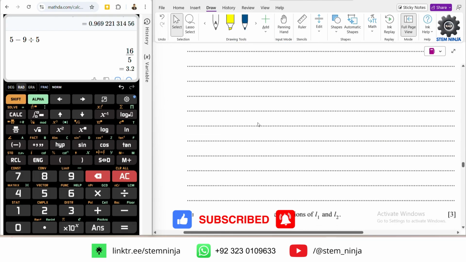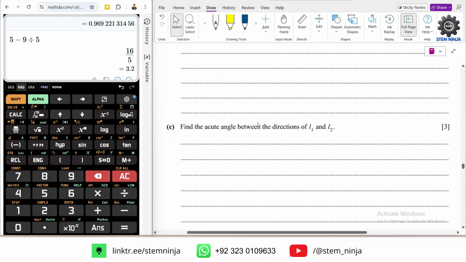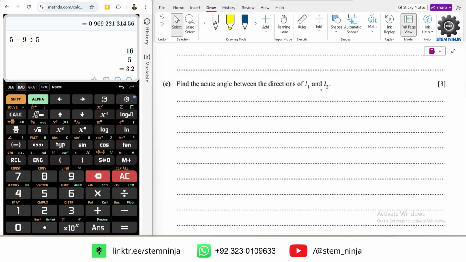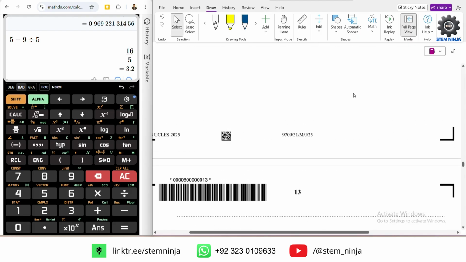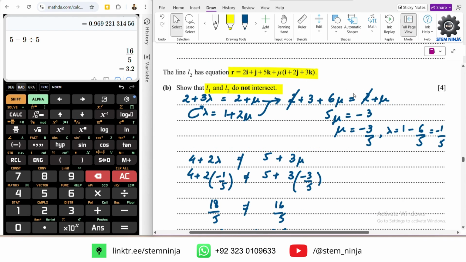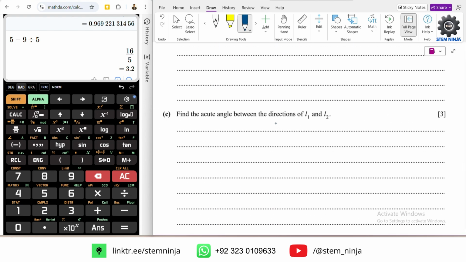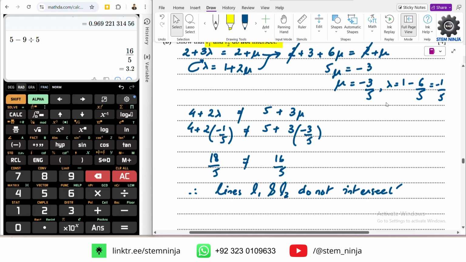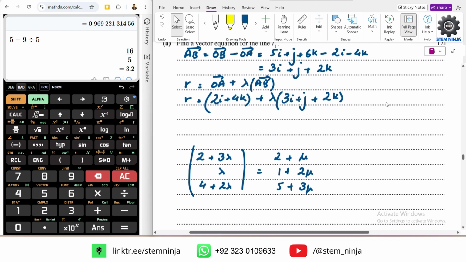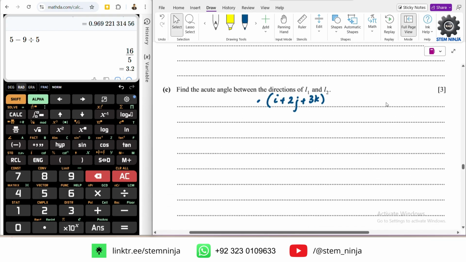Okay. Find the acute angle between the directions L1 and L2. So basically we just need the direction vectors for that. So i plus 2j plus 3k. And the other one was 3i plus j plus 2k.